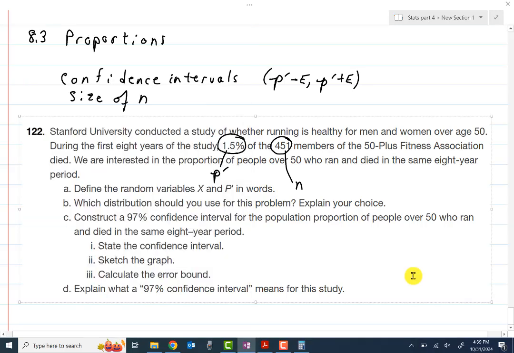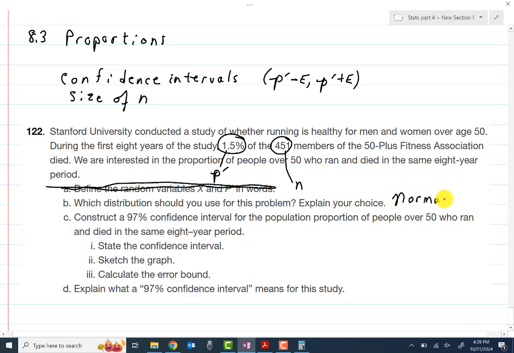Well, 6.7 people died. These are rounded numbers. All I care about is that's what P prime is. I don't really care about part A. Part B, you're going to use normal for everything. The population proportions, or the proportions themselves, those numbers form a normal distribution when n is big enough.